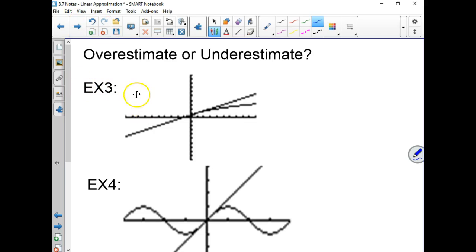All right. So, in example 3, here I just want us to think about if we have a tangent line that looks like it's tangent maybe about right here. This looks like the first problem that we did, right? Is that tangent line an overestimate or an underestimate? Over. It's over, because the line is above, right?